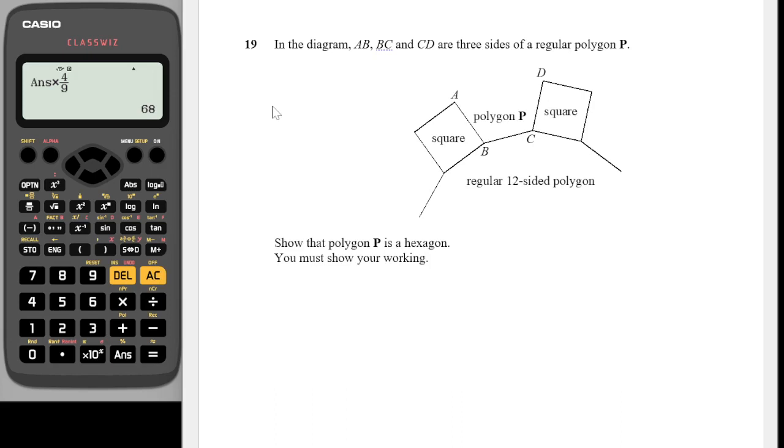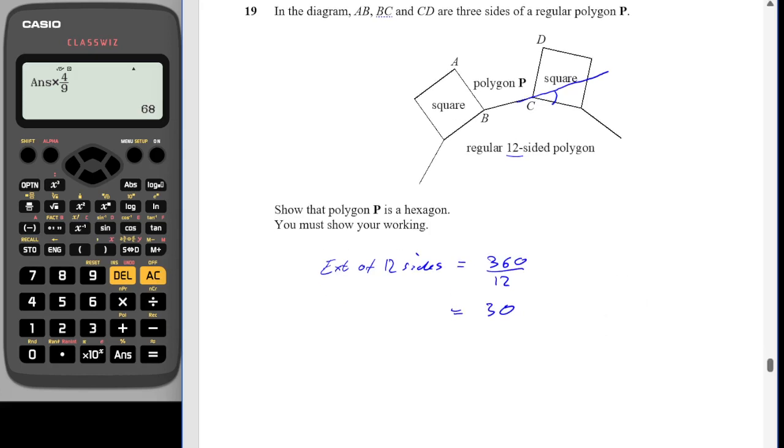Okay. So in the diagram, AB, BC, and CD are three sides of a regular polygon P. Show that the polygon P is a hexagon. You must show your working. So I'm going to look at exterior angles here. The exterior angle of a 12-sided shape is equal to 360 divided by 12, so it's going to be 30 degrees.